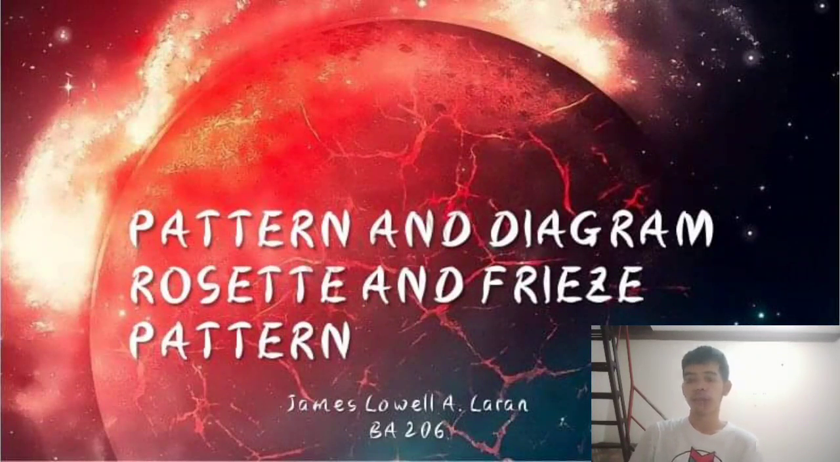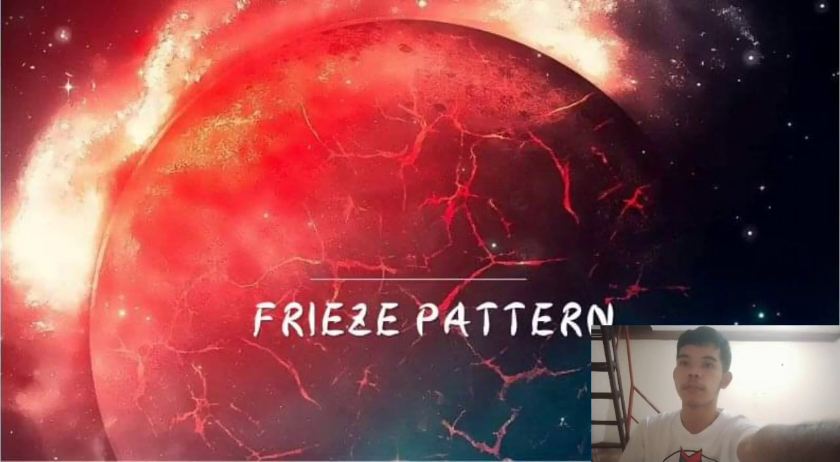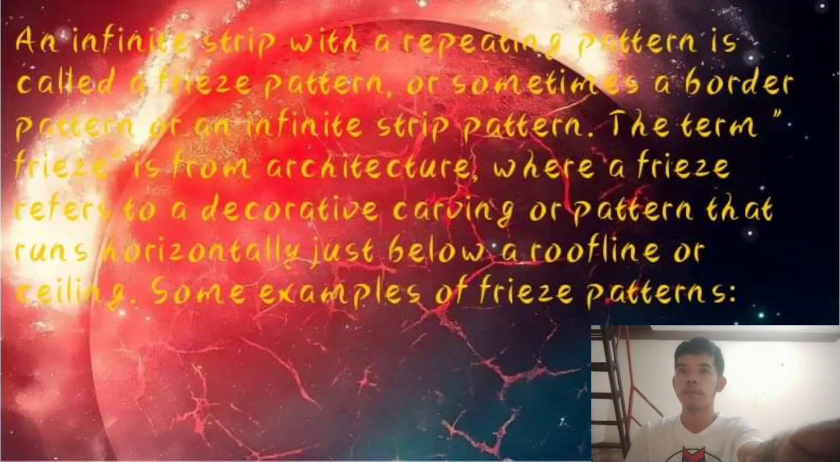In this video, I'm going to discuss the pattern and diagram, Rosette and Frieze pattern. So, Frieze pattern. An infinite strip with a repeating pattern is called a frieze pattern, or sometimes a border pattern or an infinite strip pattern. The term frieze is from architecture, where a frieze refers to a decorative carving or pattern that runs horizontally just below a roof line or ceiling.